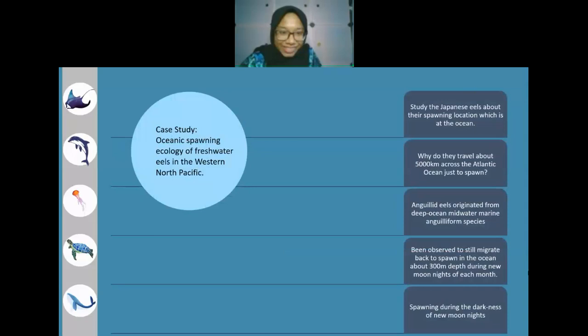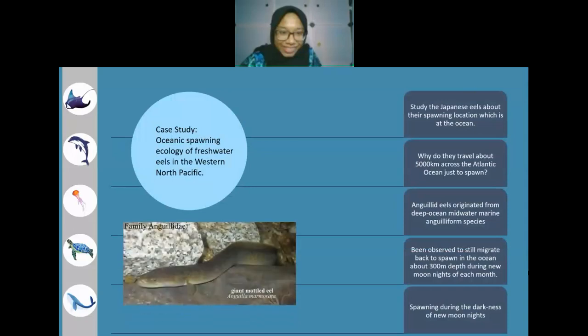So the last one is the case study. The case study that we found is the oceanic spawning ecology of freshwater eels in the western North Pacific. The study was conducted to study the Japanese eel, also known as anguillid eels, on their spawning location, which is the ocean, rather than a place that they spend most of their lives at, which is freshwater.